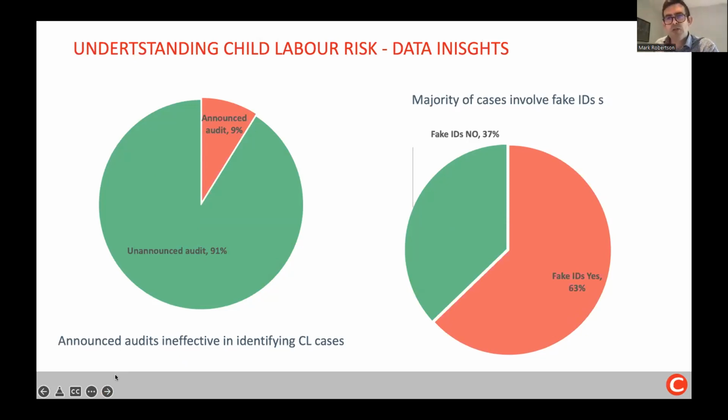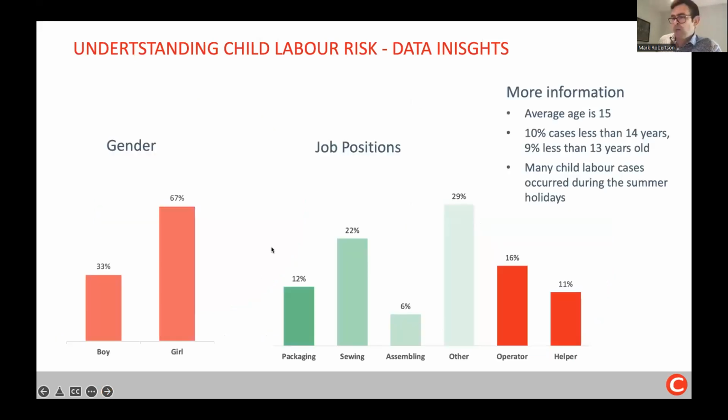If we think a bit about the nature of cases, we know that the vast majority involve fake IDs, which is often how child labourers or young workers get to work in factories. Breaking down the numbers, we find that the vast majority of cases tend to involve girls in the supply chain. You can see on the left-hand side of the screen, they're 67%. And then job positions vary. These are positions from different sectors, obviously quite a few relating to textiles.